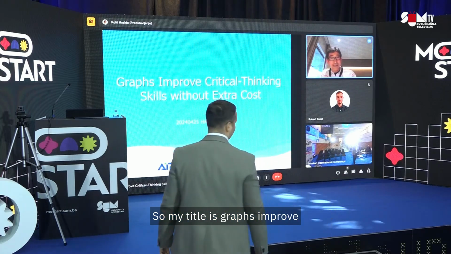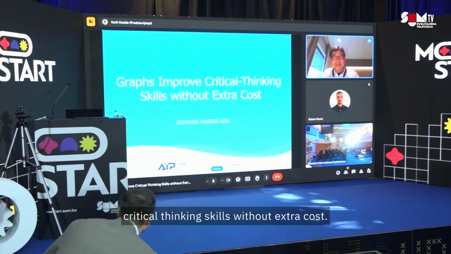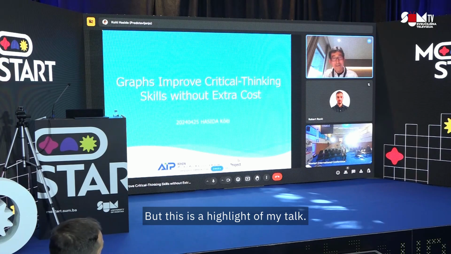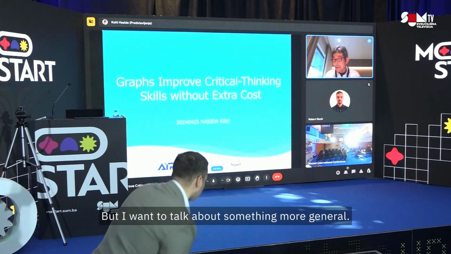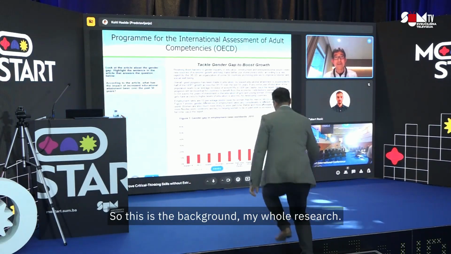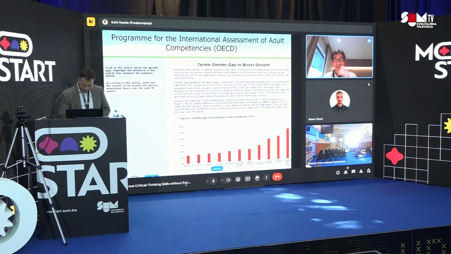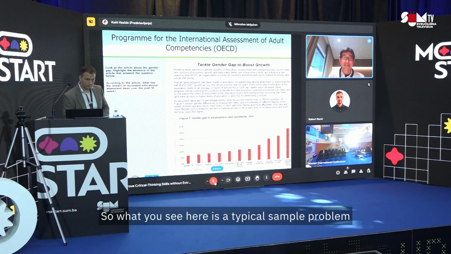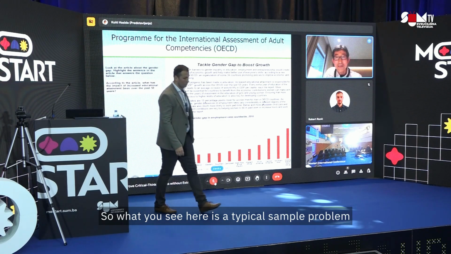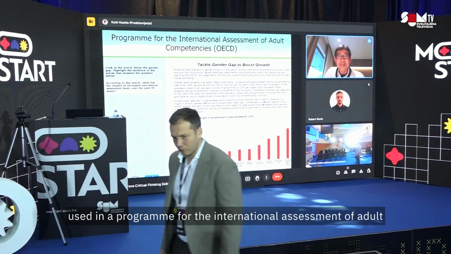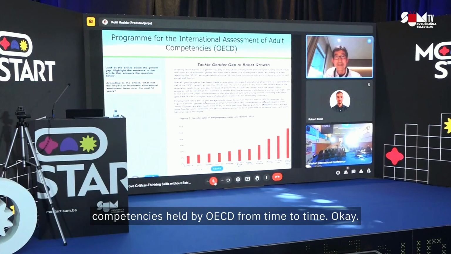So my title is Graphs Improve Critical Thinking Skills Without Extra Cost. But this is a highlight of my talk, but I'm going to talk about something more general. So this is the background of my whole research. So what you see here is a typical sample problem used in the Programme for the International Assessment of Adult Competencies held by OECD from time to time.